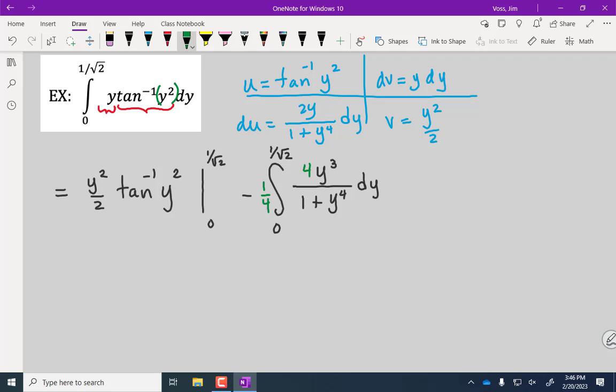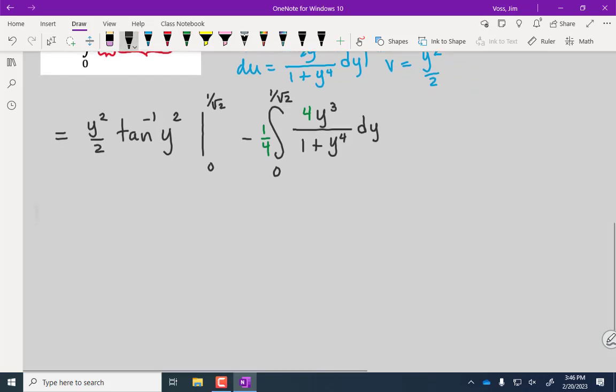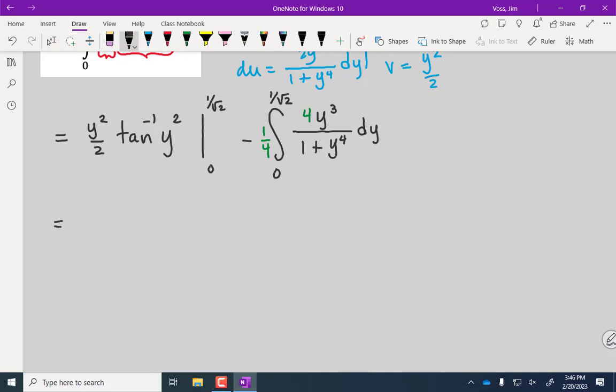All right, so you could evaluate this UV piece right here, but I say just wait. So we're going to have 1/2 y squared arctangent y squared. Now we can integrate. This is minus 1/4 natural log 1 plus y to the 4th. We don't need an absolute value because that thing is never negative.